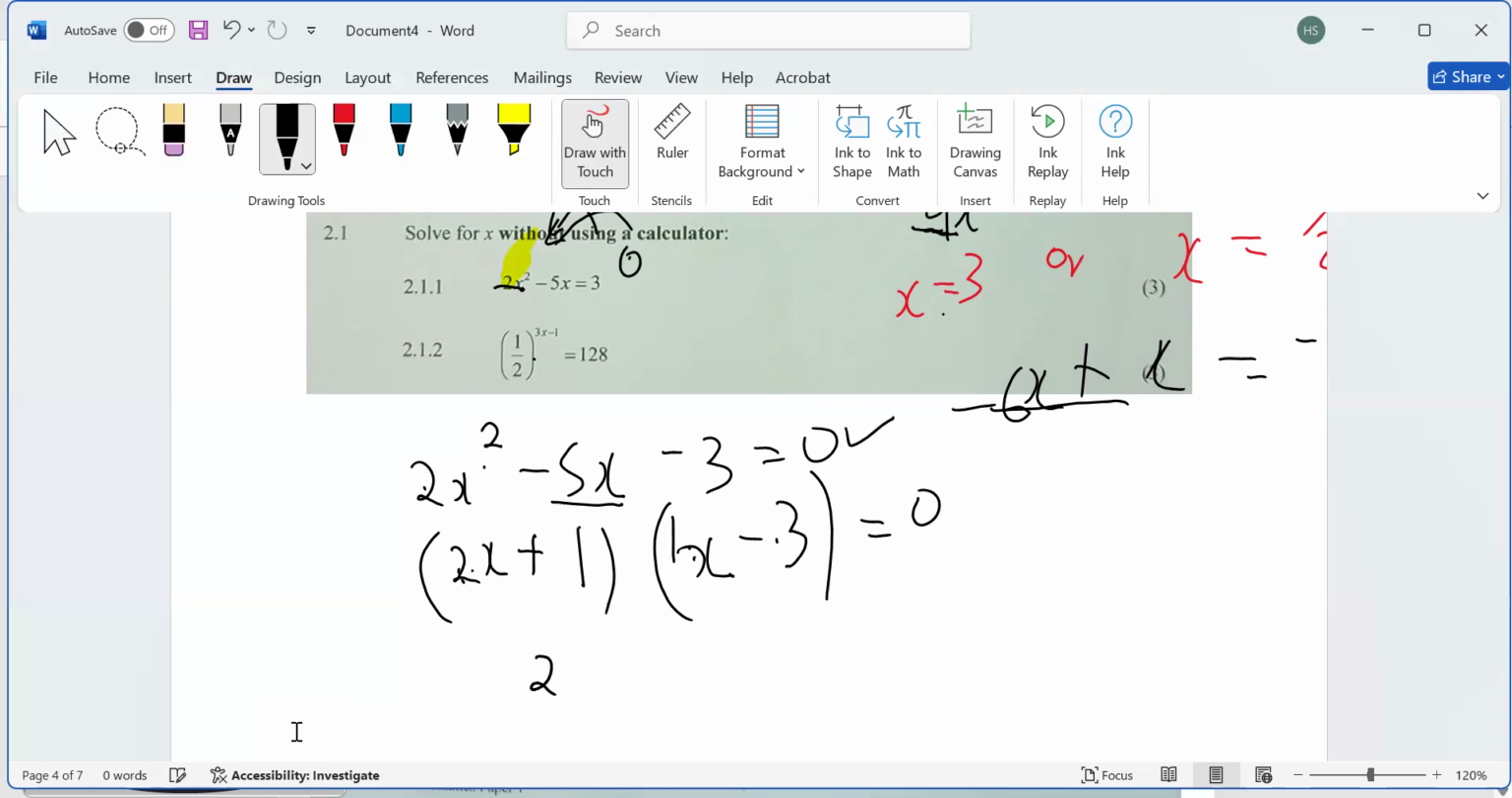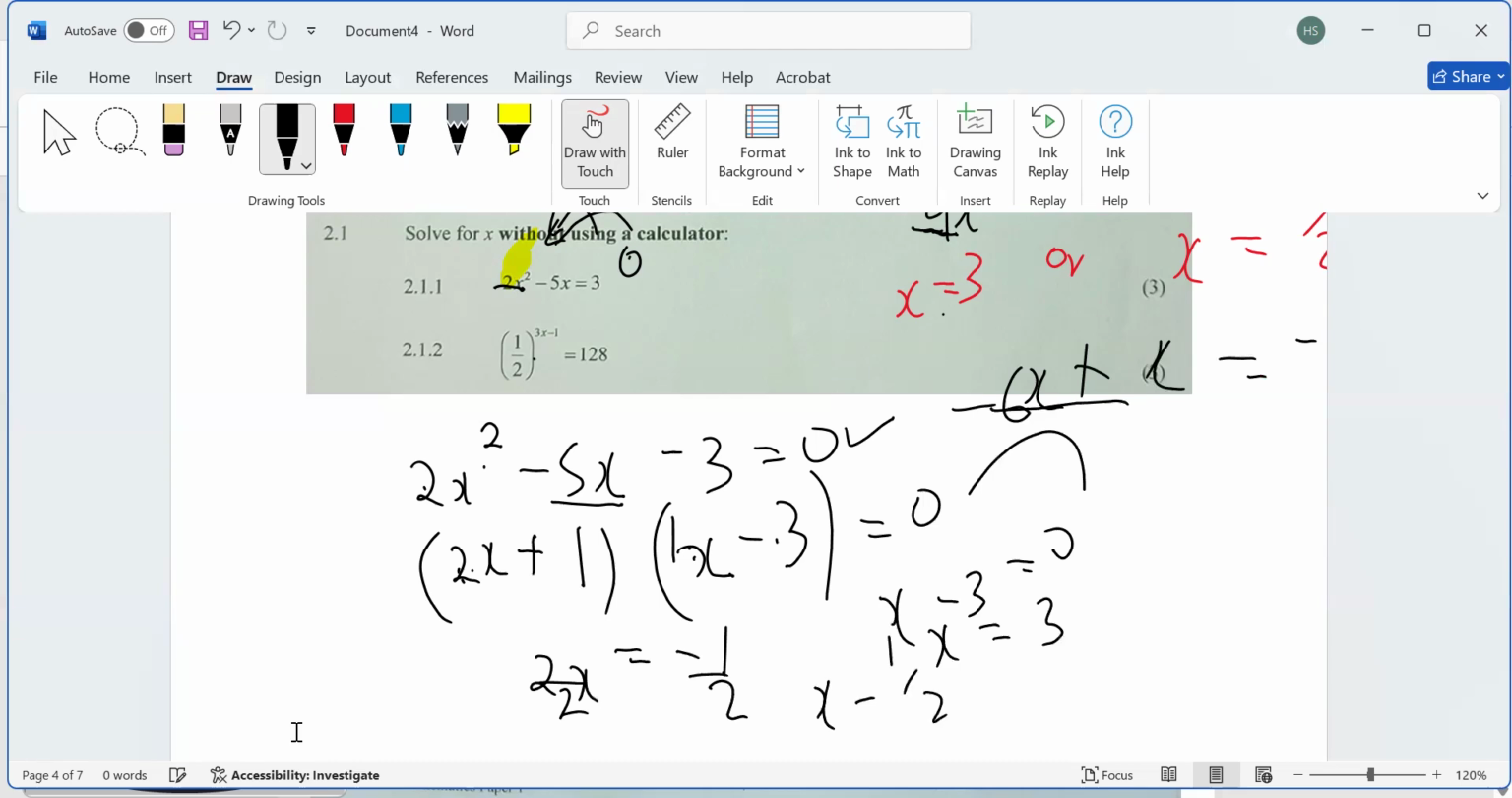And then you say you have 2x, which is going to be equal to minus 1. You take the 1 to this other side. Yes. And then you have x minus 3, which is going to be 0. You take the 3 to this other side, it says x is going to be 3. Divide by 2, divide by 2. Negative 1 all over 2. Yeah, and then they give you 1 mark for both answers.